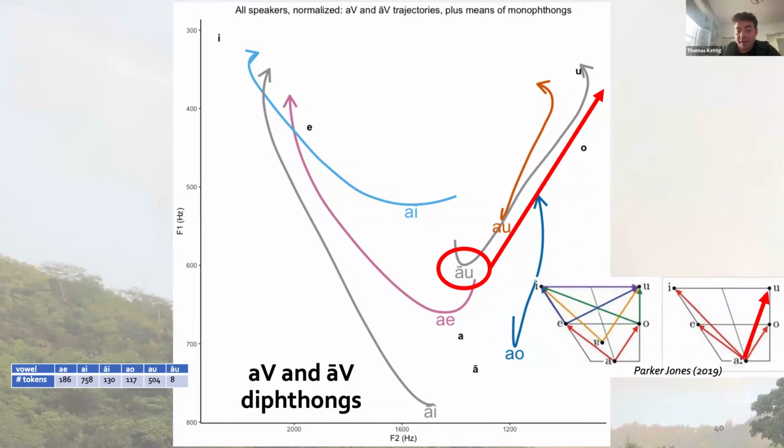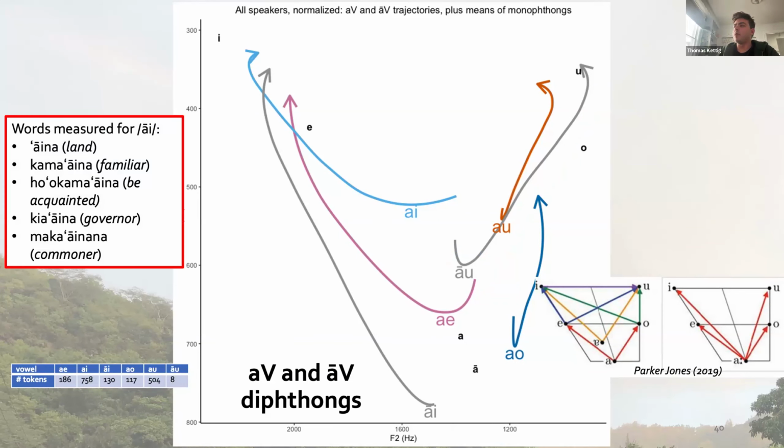What is not behaving as expected is this ao. Why is it that we expect the ao to begin nice and low like ai, but instead it is raised? It begins nice and centralized. And so we're like, well, why would this be? It took me a while to figure out why, but I started looking at my token counts. I realized I had very few tokens of ao. And so I started just looking at the words that I was measuring for both of these classes.